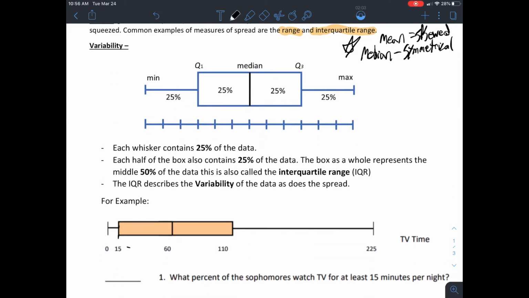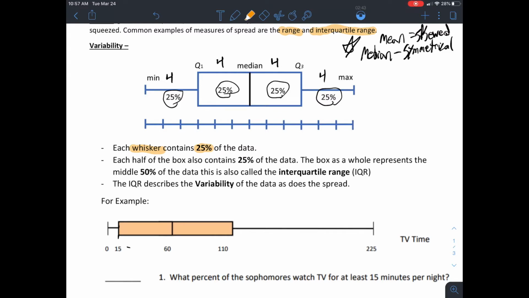So let's look at this model that we have. As you can see, I've broken each section up and labeled it 25%. That's because each whisker contains 25% of our data, meaning that if there were 16 people surveyed to create this data, 4 of that 16 would be found in this whisker. 4 would be found in the first half of the box, 4 in the second half of our box, and 4 in the last whisker. So 25% of our data is contained in each section.